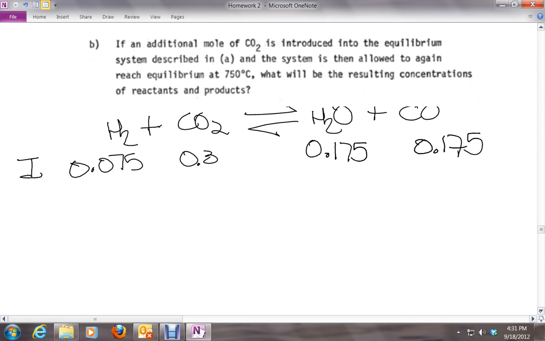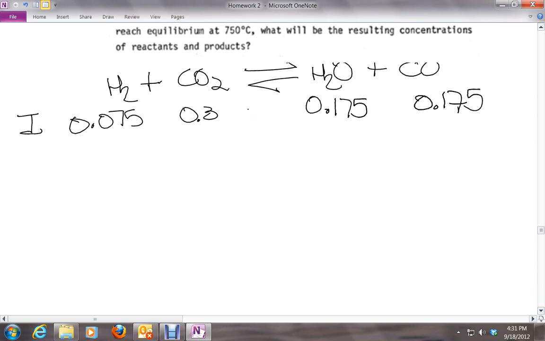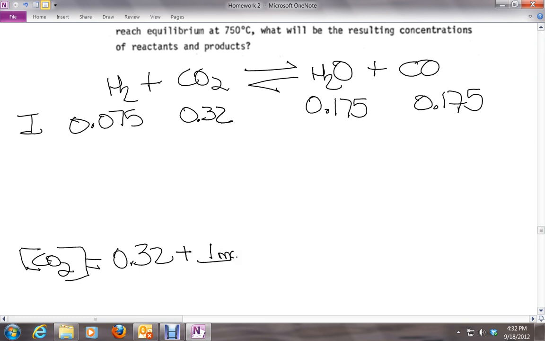And what would be the change? The change would be a new concentration here. We're gonna add 1 mole, but remember it's 1 mole in 2 liters. So the concentration of CO2 would be the initial, but we add 1 mole of CO2. Now the equilibrium is altered and it's gonna try to reach equilibrium again, to reestablish. So CO2, we got 0.32 plus 1 mole, but it's 1 mole in 2 liters. So how much is gonna be? You add how much?